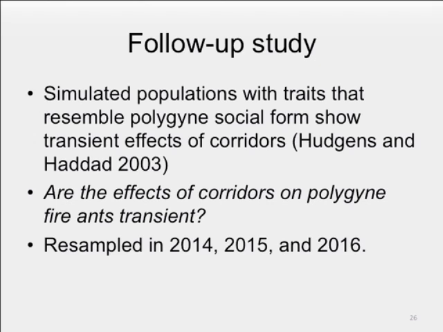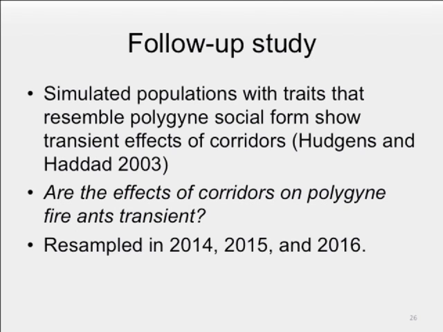There's this cool simulation study by Hudgens and Haddad where they simulated populations under different conditions, under different traits. And they found that under population traits that resembled those of the polygyne fire ants, namely fast population growth and low dispersal, populations achieved higher abundances with connected patches, but those effects were transient. So over time, that effect went away and abundances became equal between connected and unconnected patches.